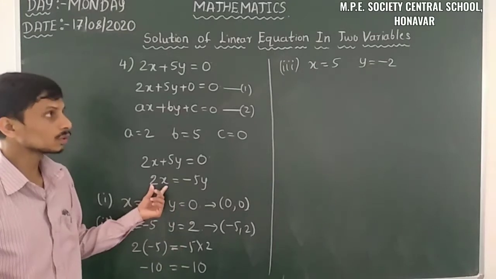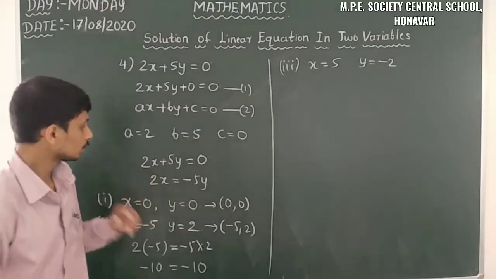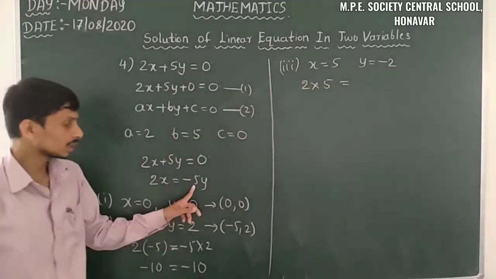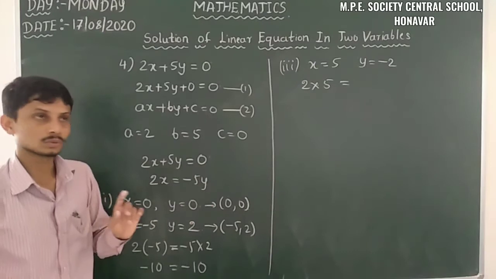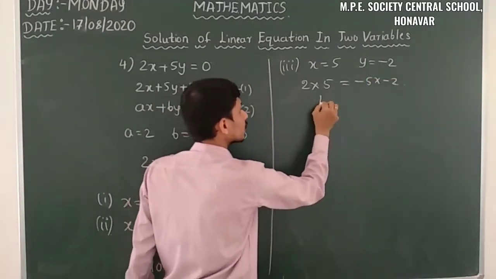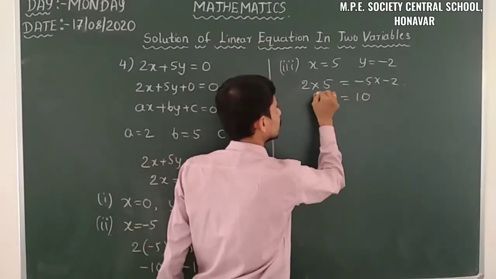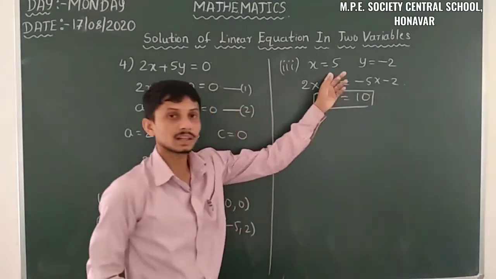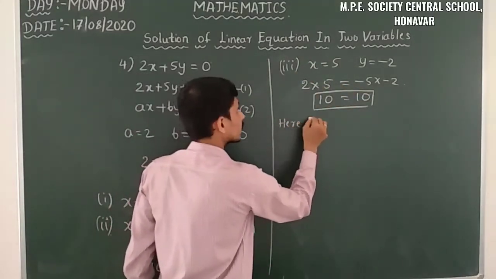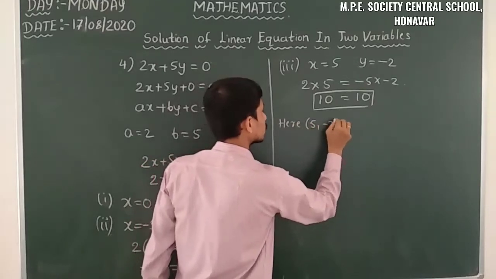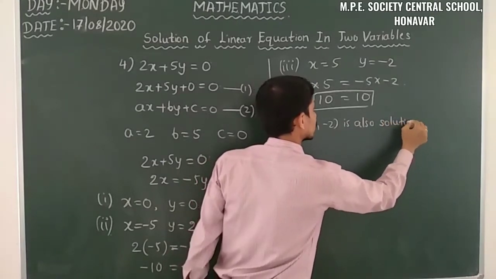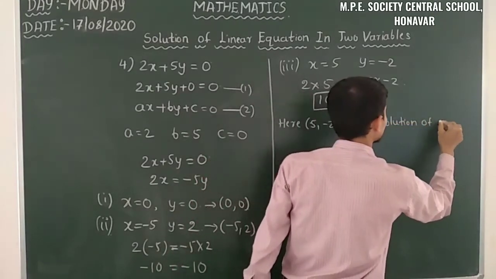So substitute the value of x is equal to 5 here. 2 into 5 is equal to 10. And here minus 5 into minus 2 is 10. Here 10 is there, and here also we got 10. That means this coordinate is also correct. That means here (5, minus 2) is also a solution of the equation.